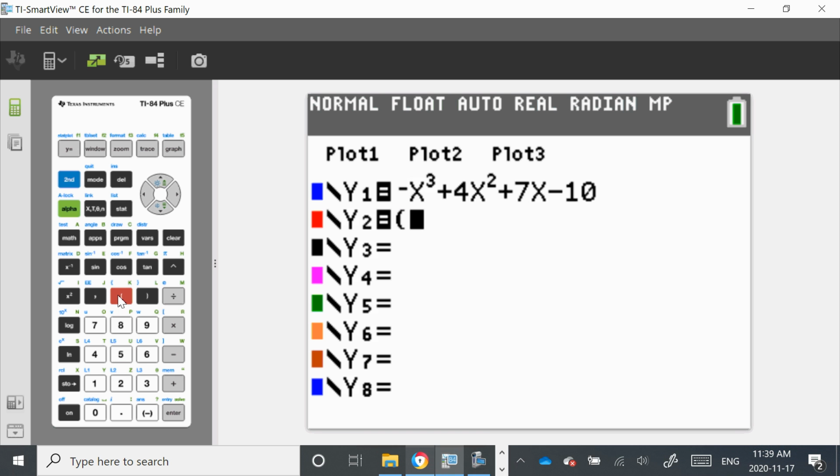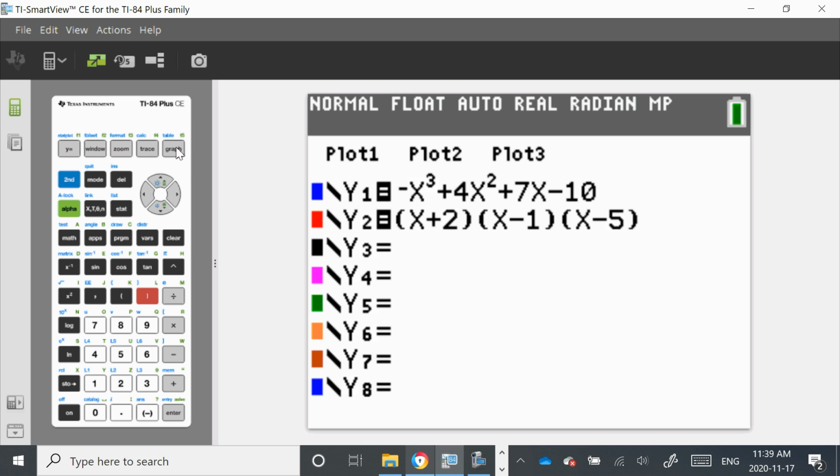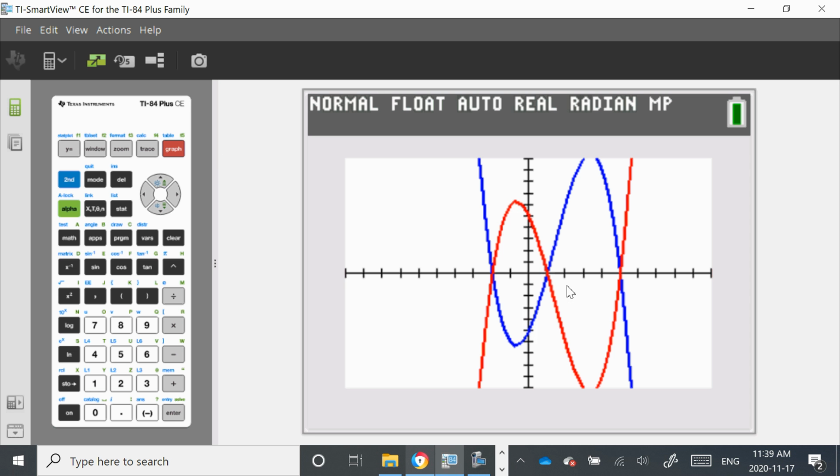Let's say you did, and you're like, I'm going to just double check this. So we had an x plus 2, and we had an x minus 1, and we have an x minus 5. So you know these are the zeros, right? And you're like, okay, this is the expanded form, this is the factored form, let's check if it is the same. And it's not. So what did I do incorrectly?